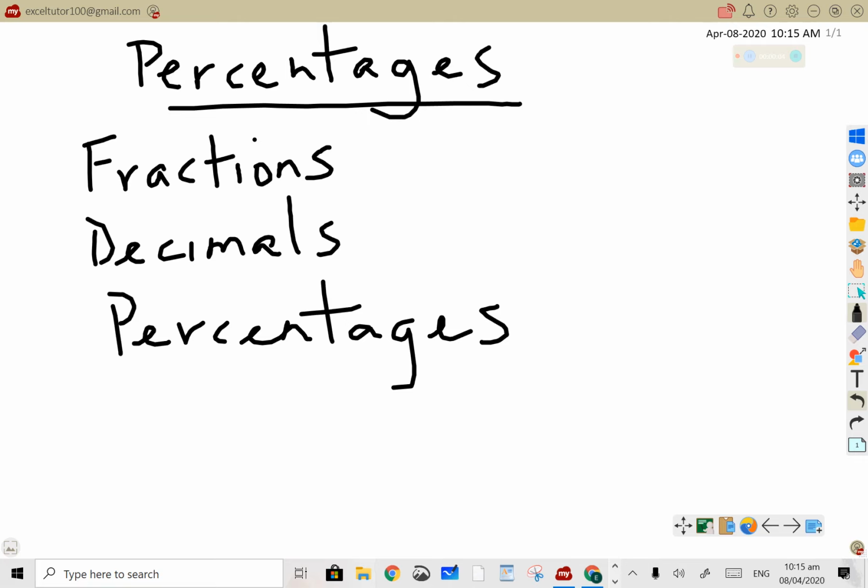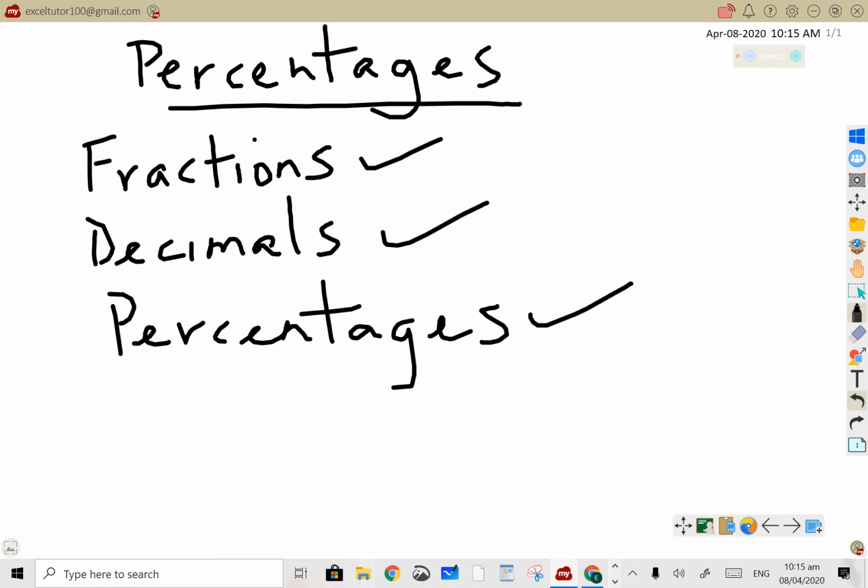Good day, class. We are going to take a look at the topic percentages. Now, basically, percentages has a relationship with fractions and decimals. Right, so today we're going to take a look at the relationship between fractions, decimals, and percentages.